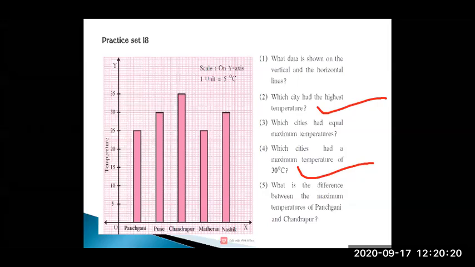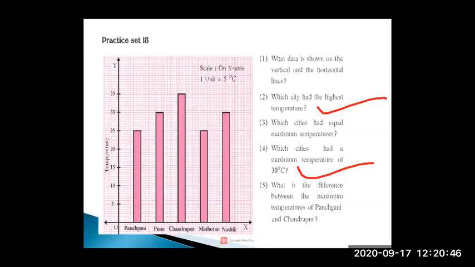Very good. Everyone is giving the right answer. Ayush, Sugat, Parth. Very good. Very good. Everyone. Vedika. Yeah. Now our last question is, what is the difference between the maximum temperature of Panchgani and Chandrapur? Listen to it properly, the last question.